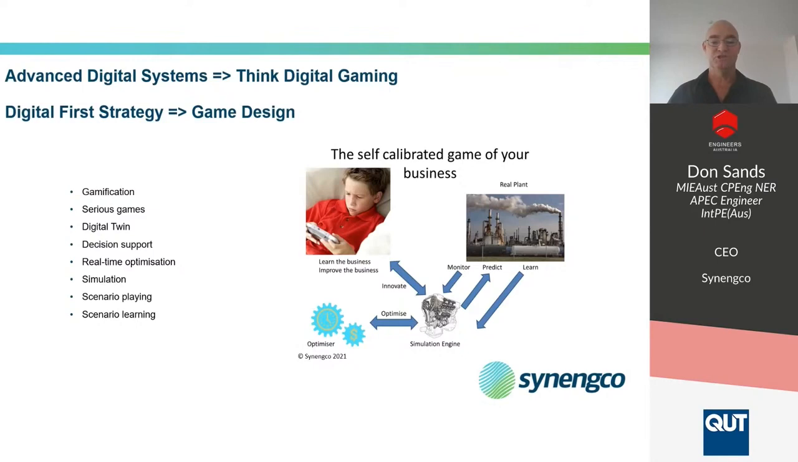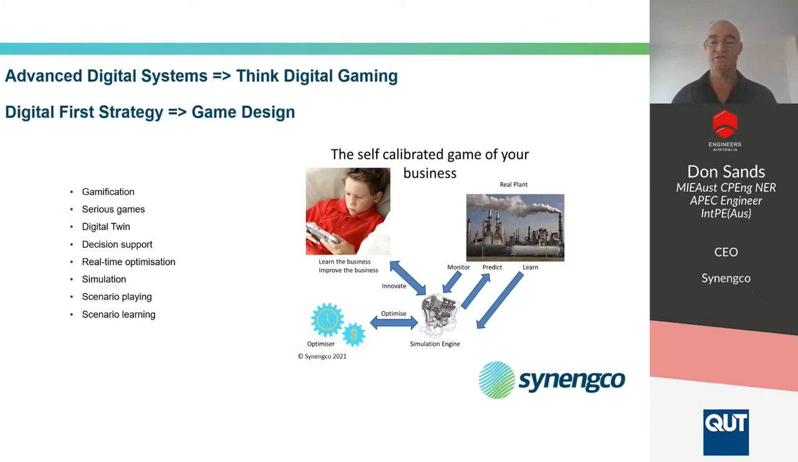So within the game design, we've got all sorts of tools available. We've got gamification, serious games, digital twinning, decision support, real-time optimization, simulation, scenario playing, and scenario learning. And the key to those from our perspective is having this simulation engine, which is really a digital representation of my actual operation. Now, to maintain a simulation engine for an entire operation is very difficult. So we have to put AI and intelligence around how we actually can build this simulation so it represents a real plant. So there has to be some sort of self-learning capability in there. We have to have trust that that simulation engine does actually represent our real world.